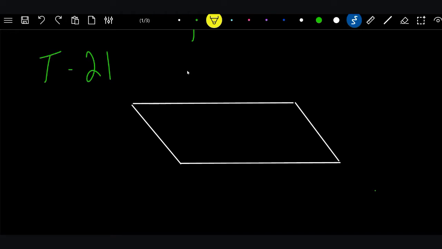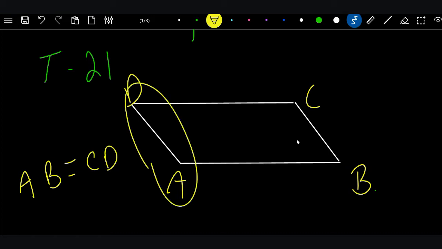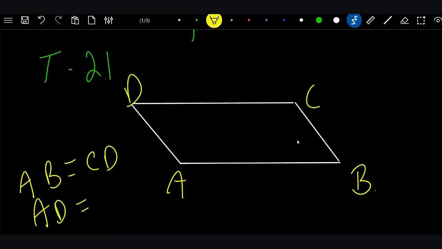So in other words, let's say this side right here, what's opposite of this side? Let me just label these. I'll call these just like they do in your book, A, B, C, and D. So what we need to do is prove that AB, we'll start with AB, is equal to CD. AB is equal to CD. If we can prove that, then we are on our way to proving that this is a parallelogram. The second one that we would have to prove is that AD is equal to BC.